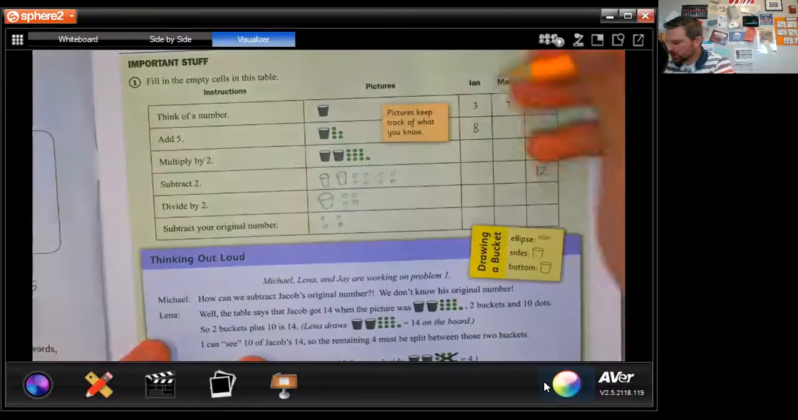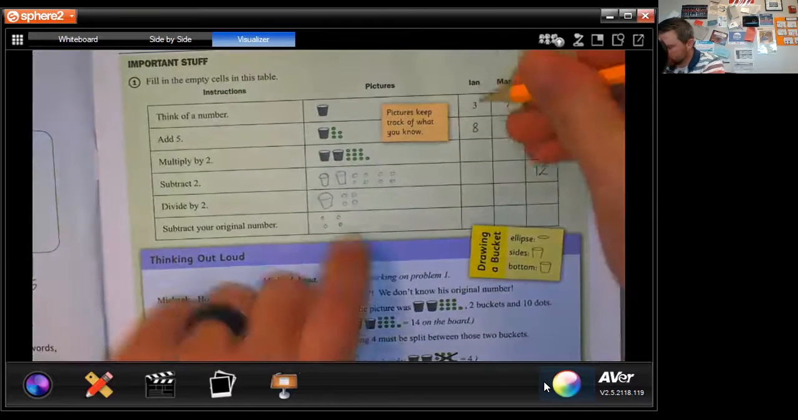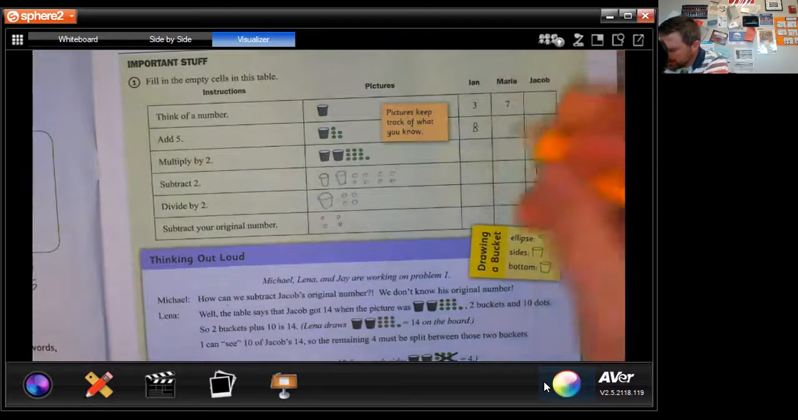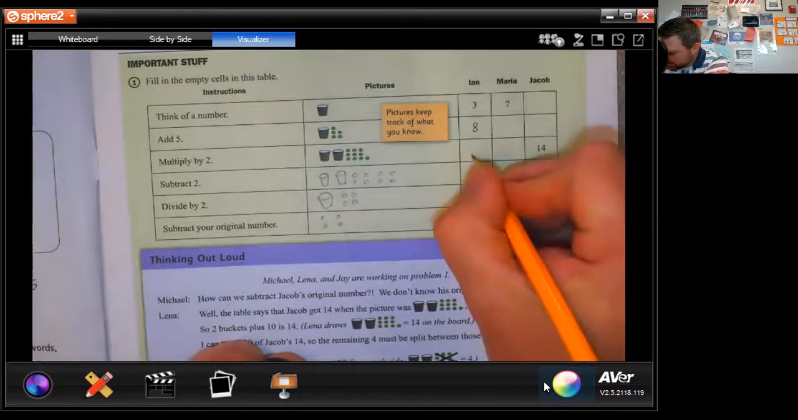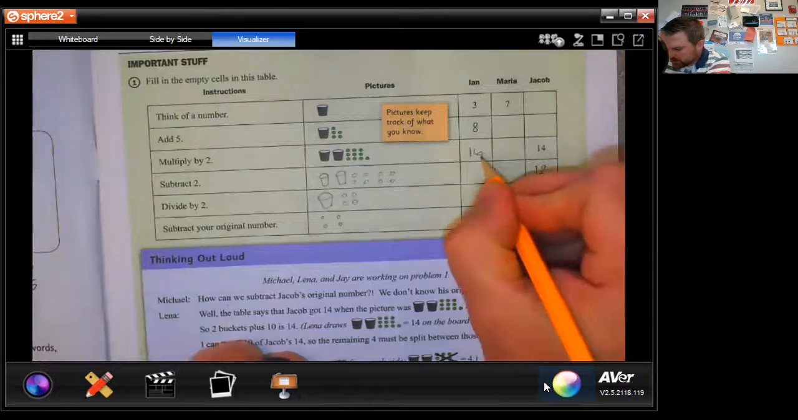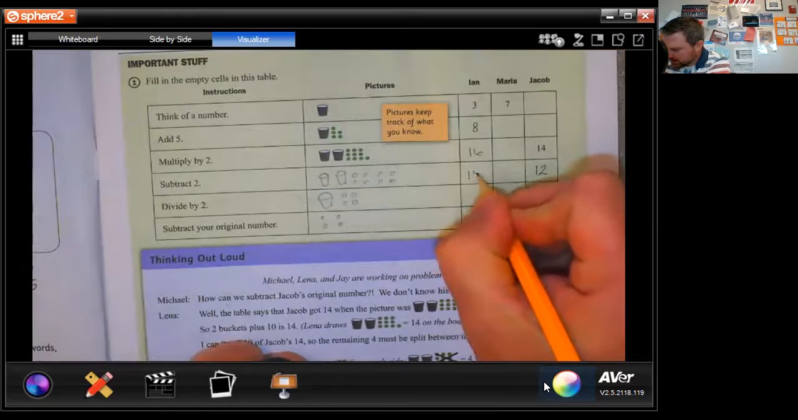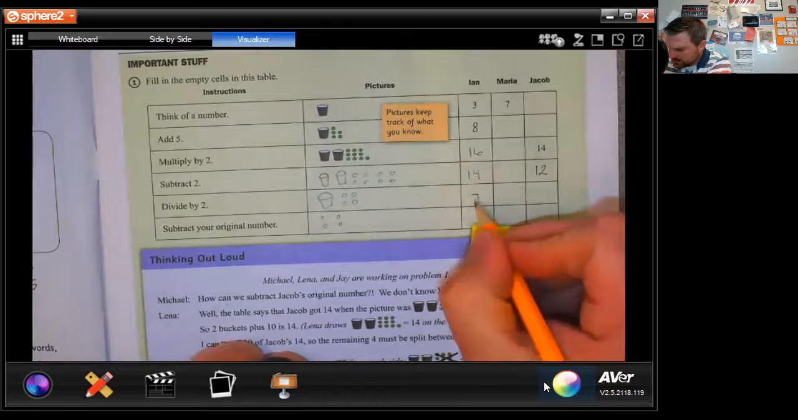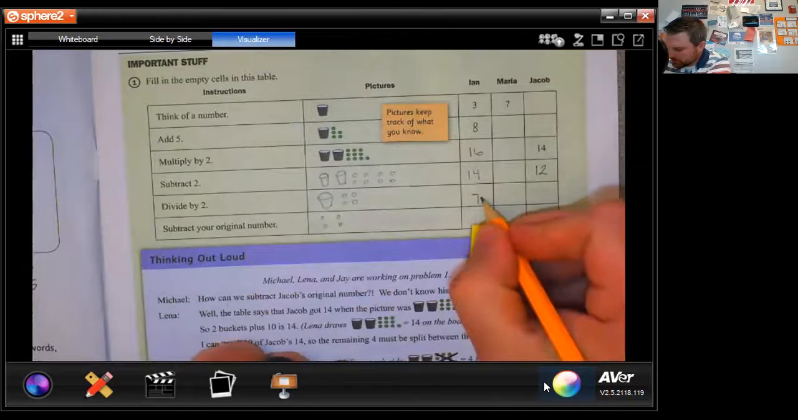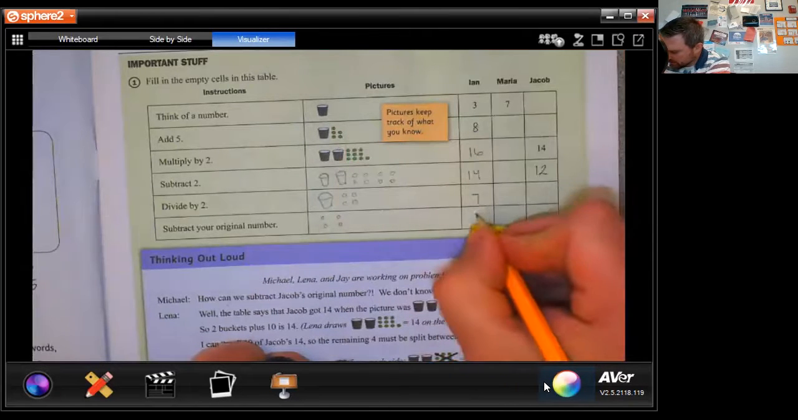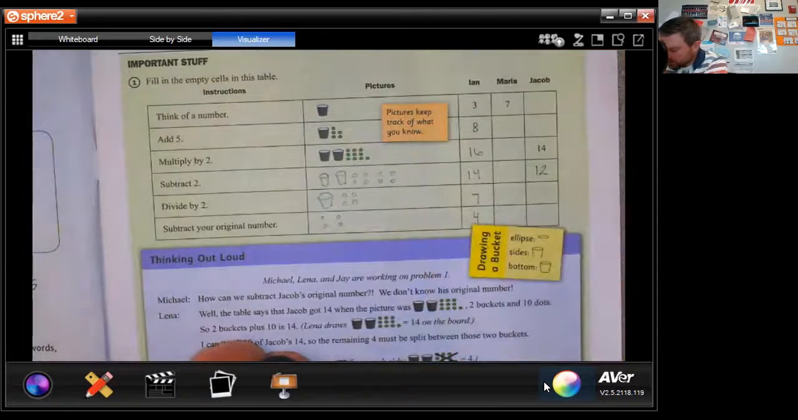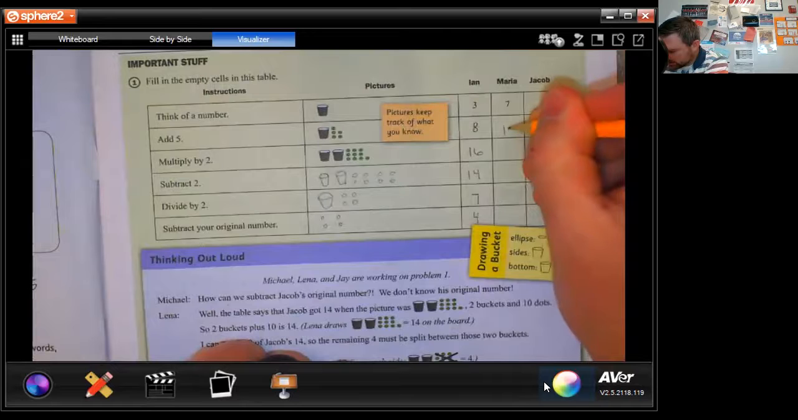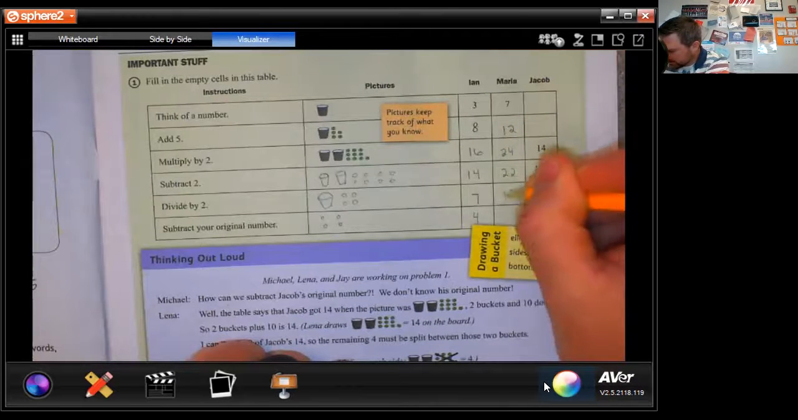Okay, so, well, Ian picked the same number I did. So he went from 3, added 5, he got 8. You're going to multiply that by 2, which was 16. You're going to subtract 2, which is 14. You're going to divide that by 2, which is 7. And then subtract your original number, which was 3. So then you're left with 4. She picked the same numbers I did again. So you got 12, 24, 22, 11, and 4.